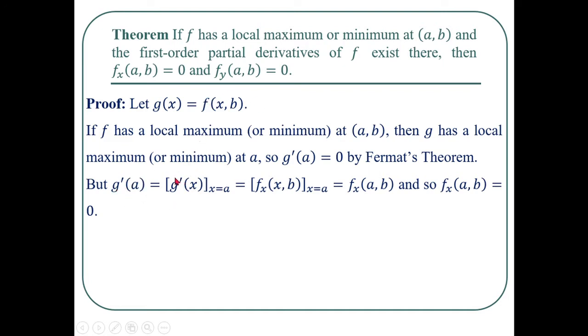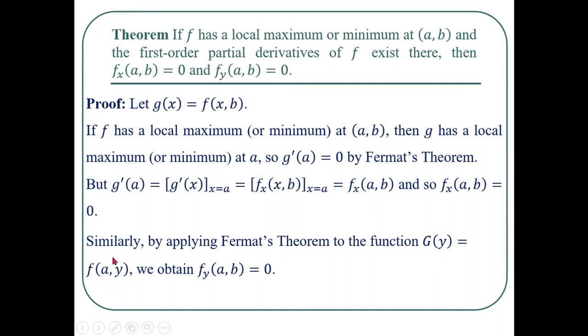What is g dash a? It is the derivative g dash x at x is equal to a, meaning the derivative of g of x with respect to x at x is equal to a. So it becomes equal to the partial derivative of f of x,b with respect to x at x is equal to a. So it becomes f x at (a,b), f x at (a,b), meaning g dash a is equal to 0 implies f x at (a,b) is equal to 0. And hence the first part, the half part, is proved here.